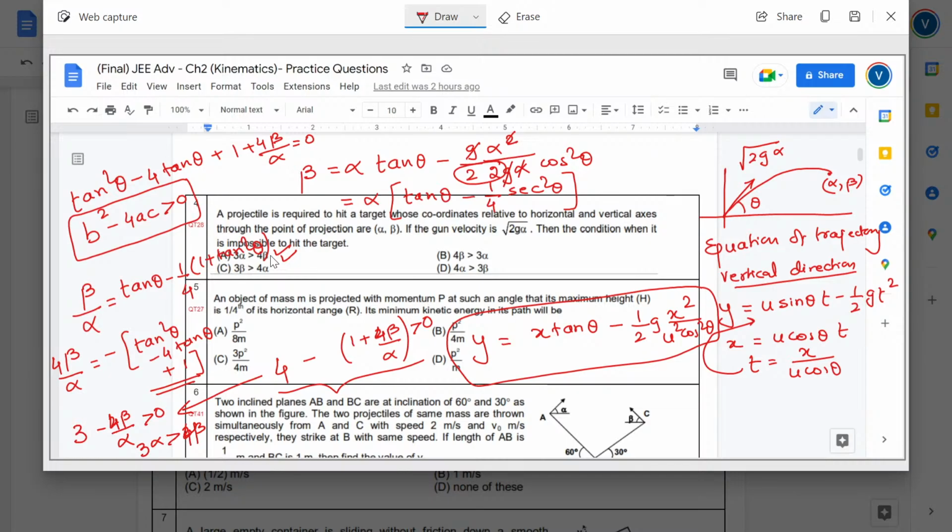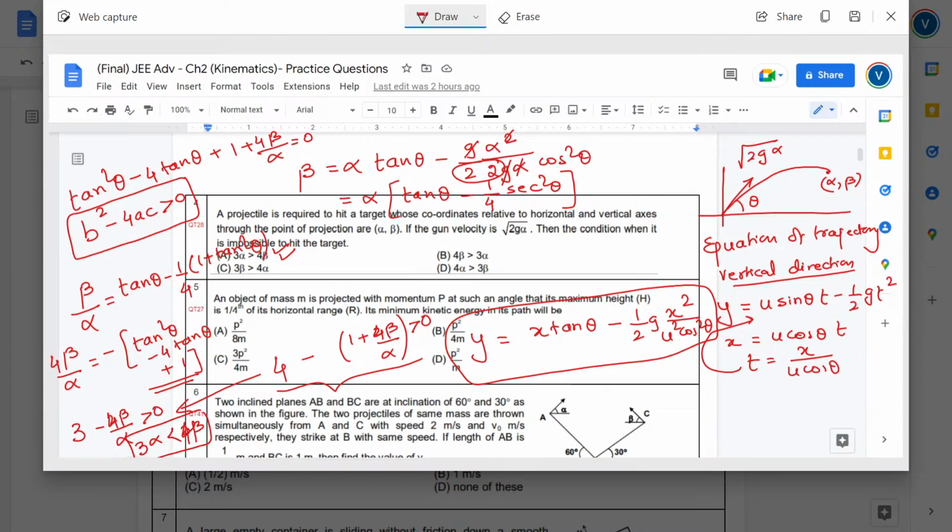Impossible to hit the target means actually 3 alpha should be less than 4 beta, for it to not be able to hit. That means it should not have real roots, right? Correct, Namita? So 3 alpha should be less than 4 beta. But I did not understand how did you make an equation form of it?